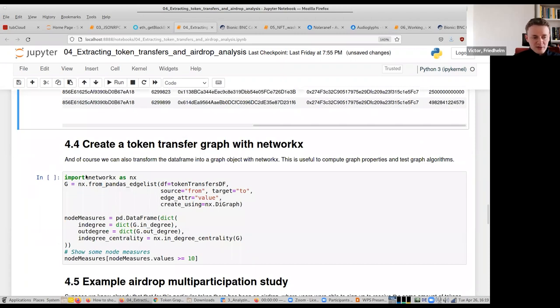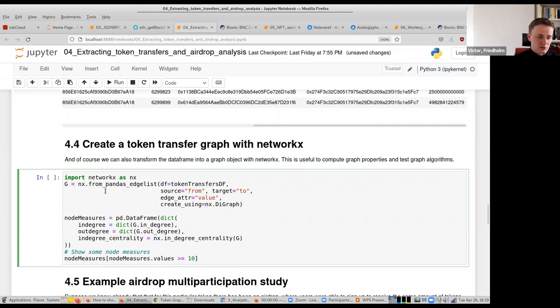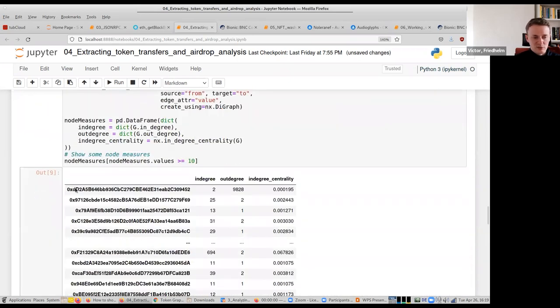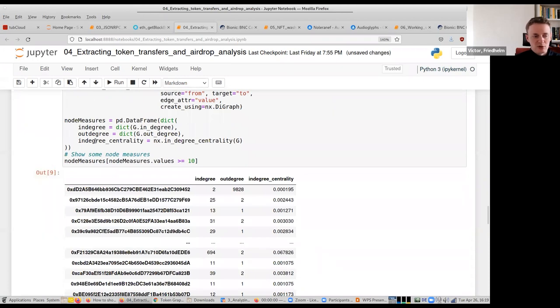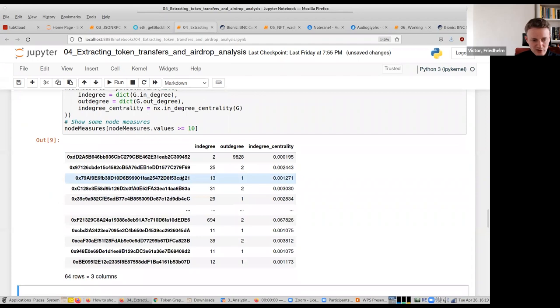So with that, we can create a token transfer graph with NetworkX. And I guess a lot of you are familiar with how that works, but the gist of it is just, that's how you can start looking at this from a network perspective. You could, for example, compute some node measures like the in-degree, out-degree, or in-degree centrality of the nodes. And here I've just outputted some values that are a bit more interesting. And you can already see, oh, there seems to be one account that has a very large out-degree.